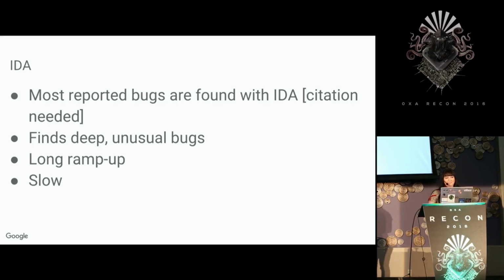So the next way that a lot of people find bugs is using IDA. I think this is the most common way that people find bugs. This is completely citation needed. This is just based on me asking people who find a lot of bugs how they found them. Like with code review, it finds a lot of deep, unusual bugs, and it has a long ramp up, and it's slower to find bugs, but still, I know a lot of people have been very successful with this method.